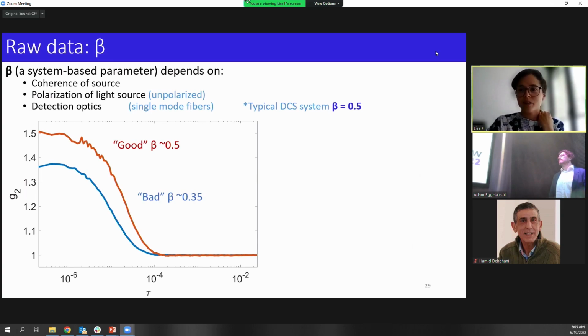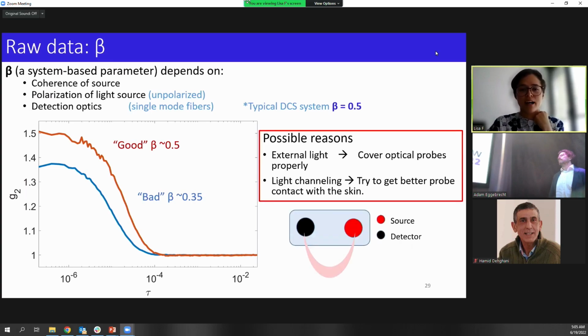However, in one experiment, as an example, we saw that we had a beta of around 0.35. And possible reasons for that happening can be that you have external light accidentally entering your detector fiber, in which case you can try to cover your probes better. You might also be seeing some light channeling, in which case you want to try to get better probe contact with the skin.